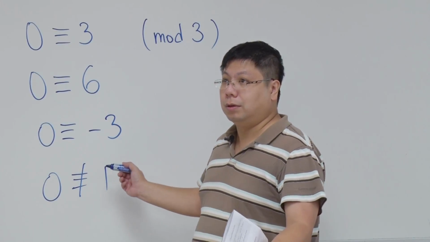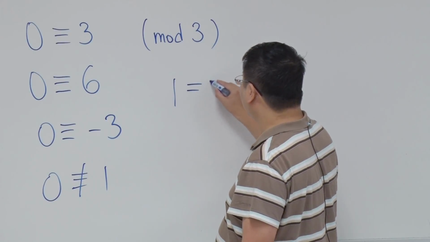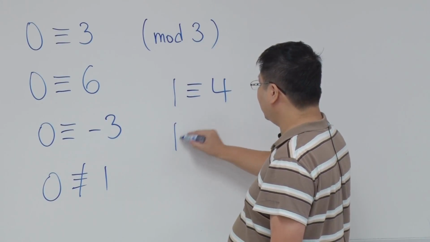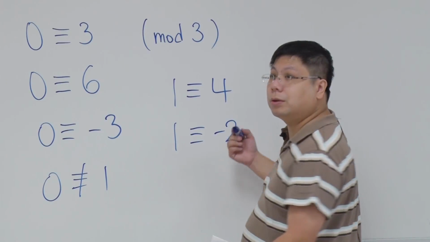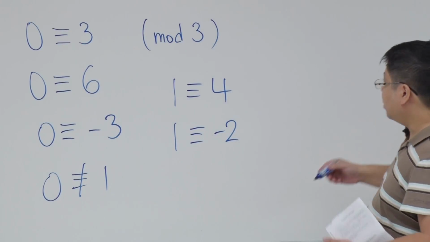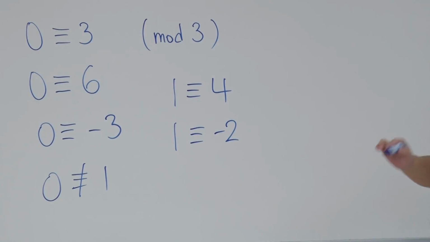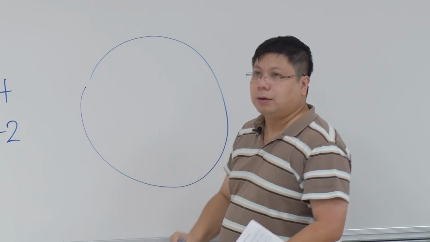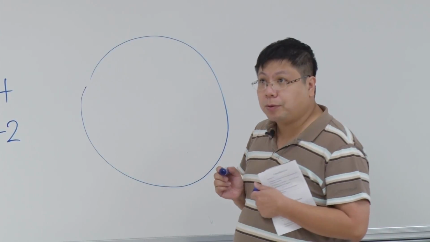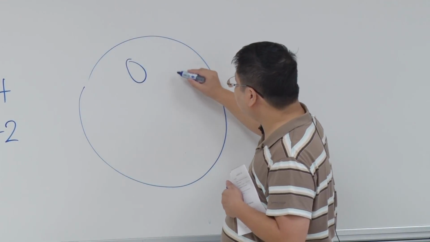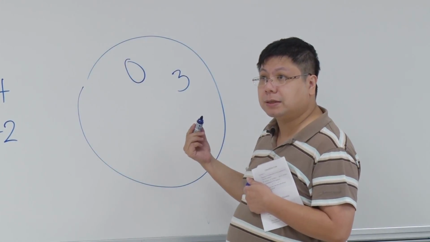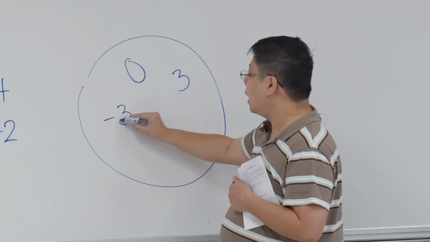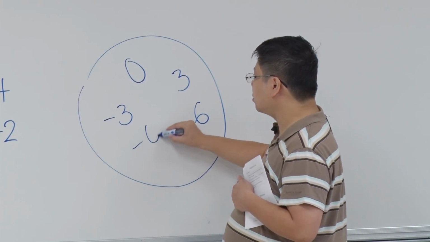So they are not equal. But on the other hand, 1 is going to be equal to 4. 1 is going to be equal to minus 2, and so on and so forth, right? So if you think of all the integers together, you can actually group them together if they are in the same group. So 0 is going to be equal to 3, so they are going to be put into the same group. Minus 3 is also there, 6 is also there, minus 6 is also there, and so on and so forth.